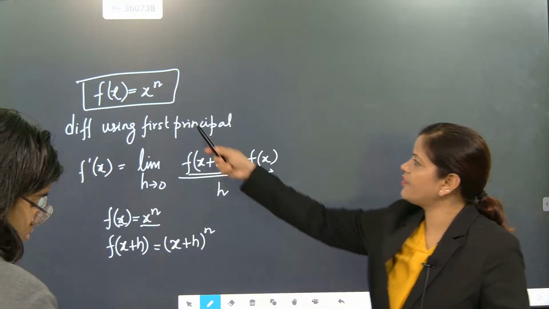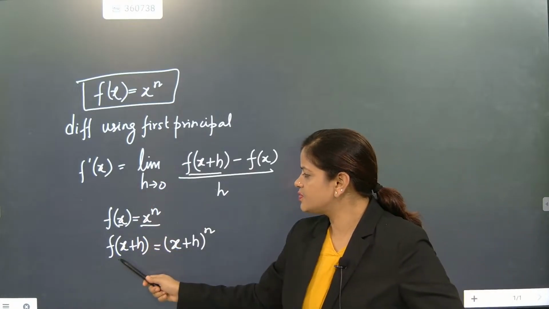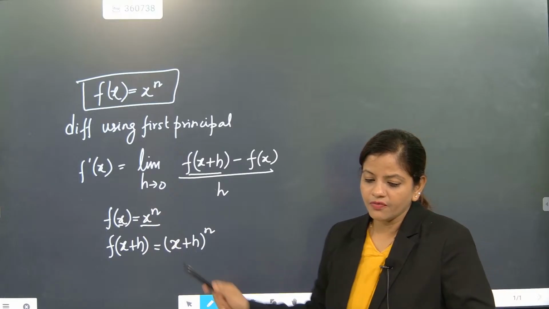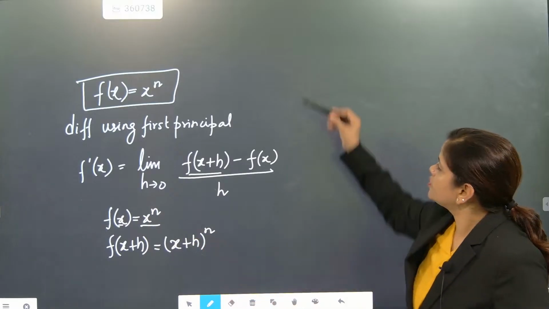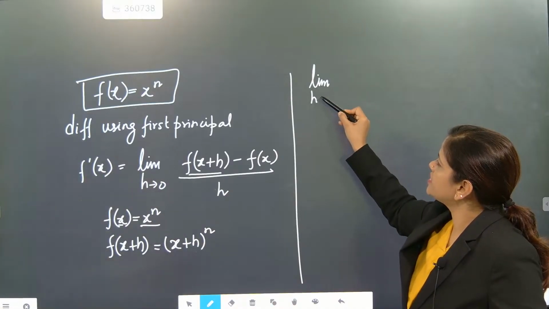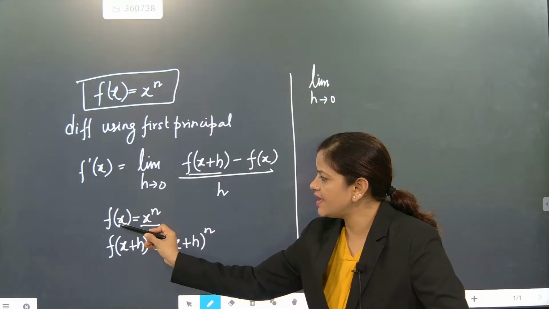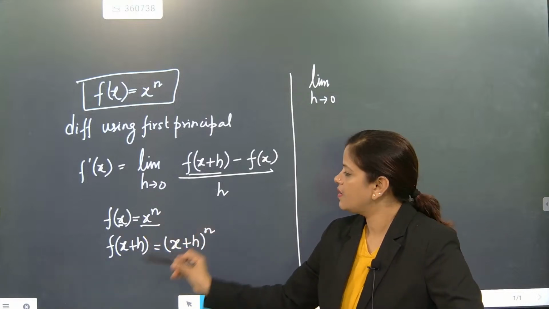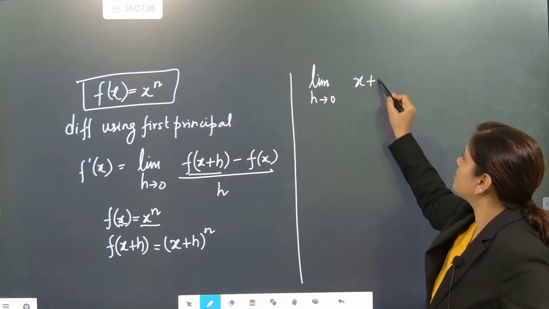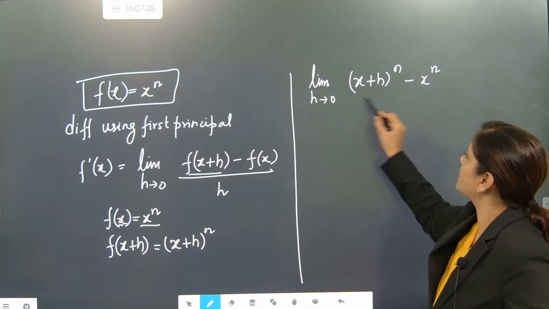So here f of x is x to the power n. Now beta, f of x plus h will become x plus h to the power n. Now we will substitute everything. So it will become limit h tends to 0 instead of f of x plus h, because when x was there it is x to the power n, and when x plus h is there it is x plus h to the power n. So it will become x plus h to the power n minus x to the power n by h.